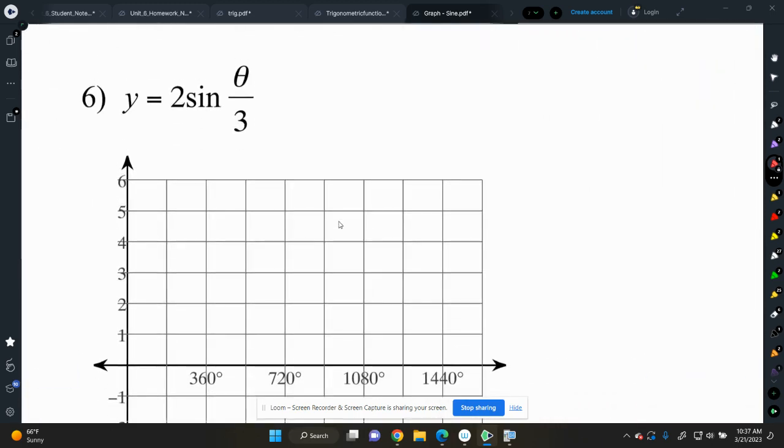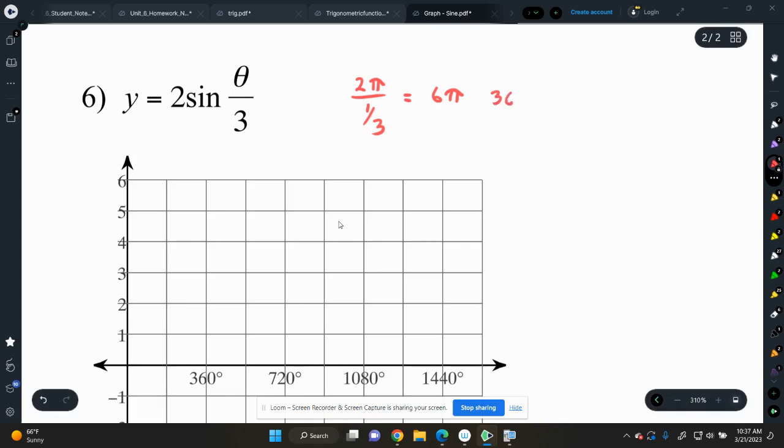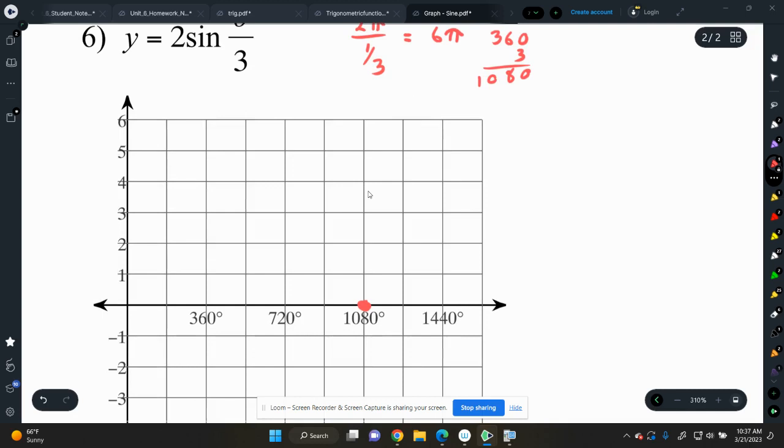Okay, so this one, we have 2 pi over 1/3, which gives us 6 pi. And 6 pi is, let's see, 360 times 3, 1080. Okay. So halfway would be at 540. So let's see, each one of these is 180, so 540 is right here.